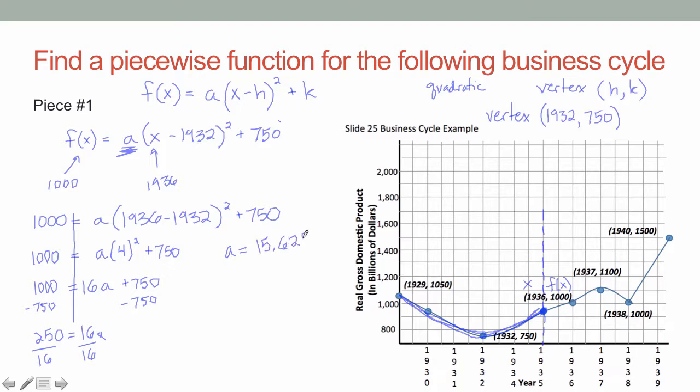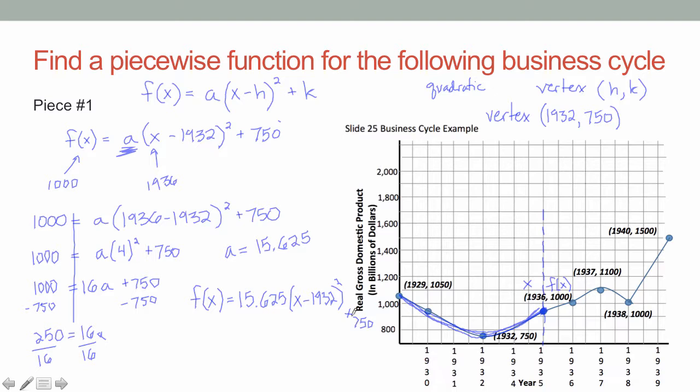And we now have our function, a mathematical function that goes through these points: f of x is equal to 15.625. It's a positive value for a, which means my graph is going to go up, times (x minus 1932) squared, and then there's a plus 750 on the end.